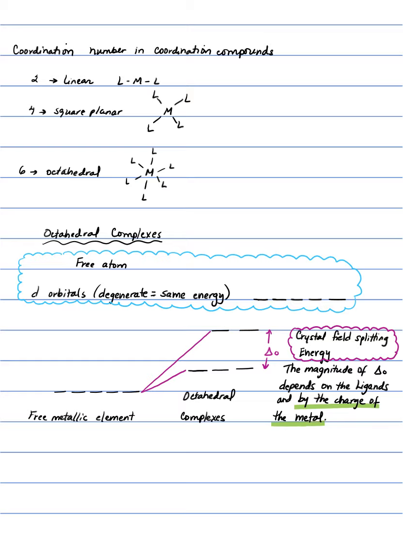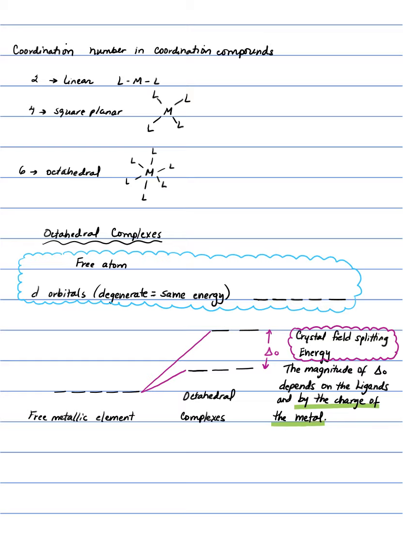We call these d orbitals degenerate when they have the same energy. When you have a metal, a pure metal, a free metallic element, your d orbitals are free. There's nothing bonded, or the only electrons that are in those d orbitals are the electrons from the metal. So in that free metallic element, your d orbitals are degenerate. They have the same energy.